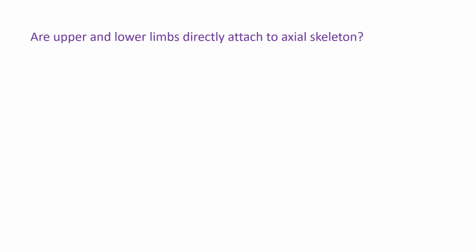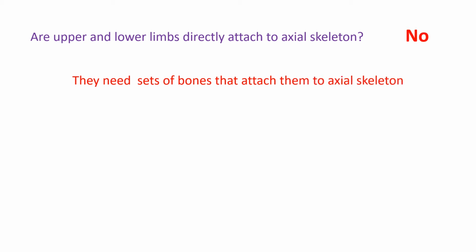There are a few questions and facts that we have to address before getting into the process of discussing the appendicular skeleton. Now, are upper and lower limbs directly related to the axial skeleton? The answer is no, they are not. If they are not connected directly, then they need sets of bones that attach them to the axial skeleton. This set of bones is called a girdle.